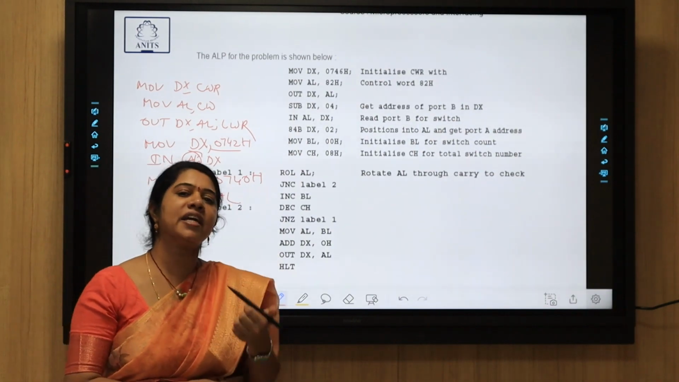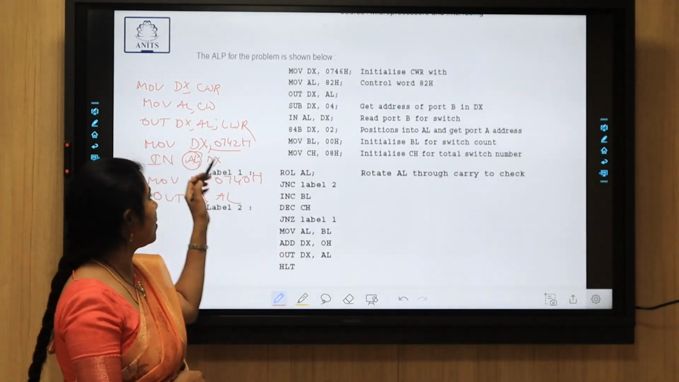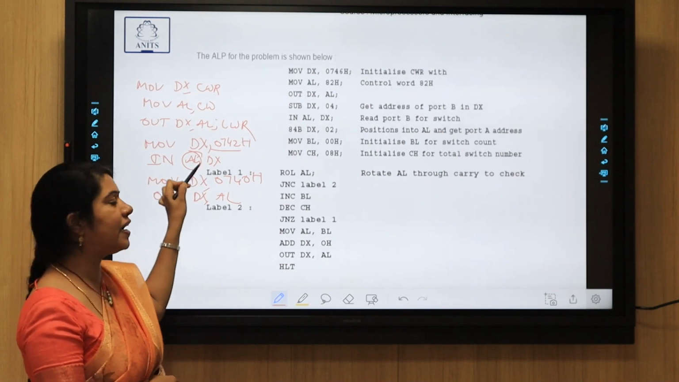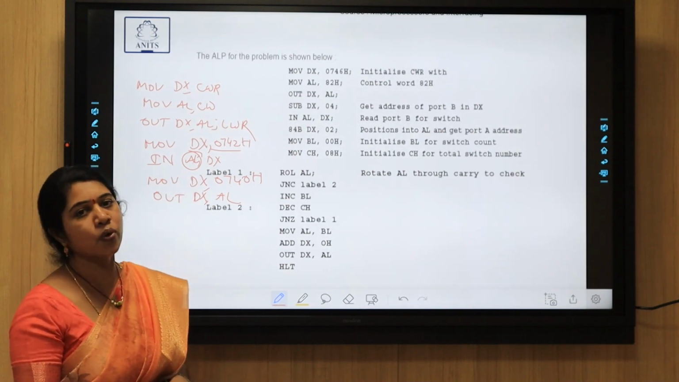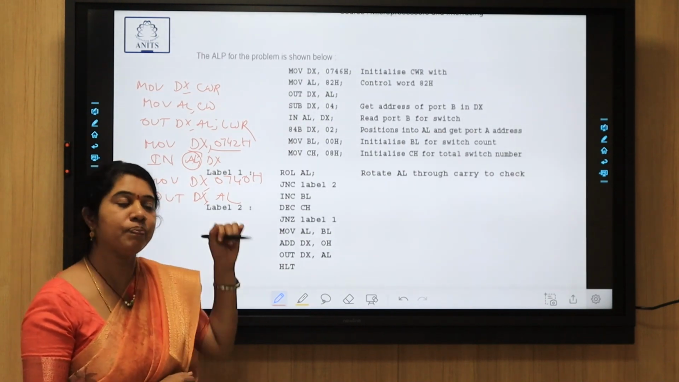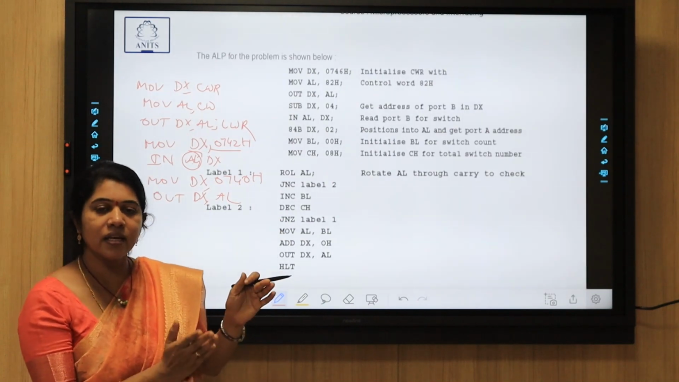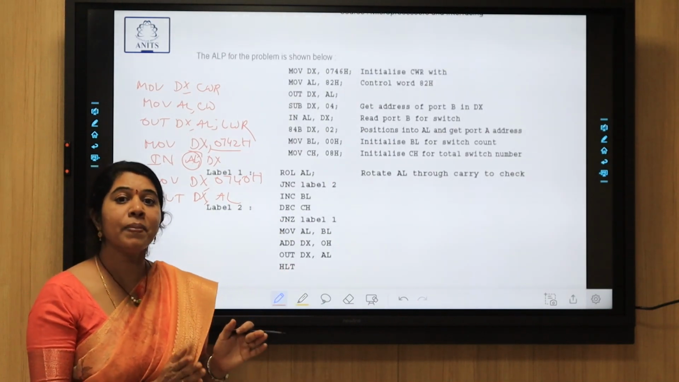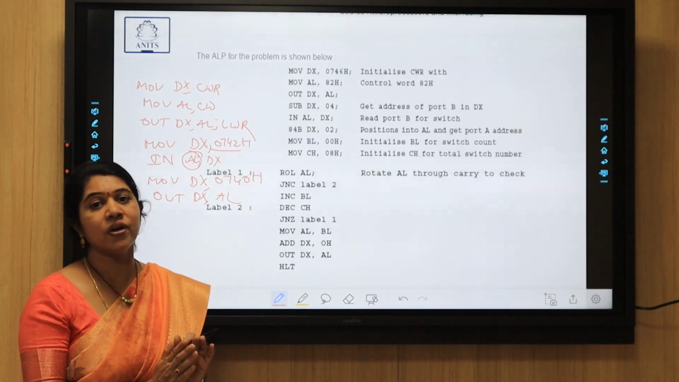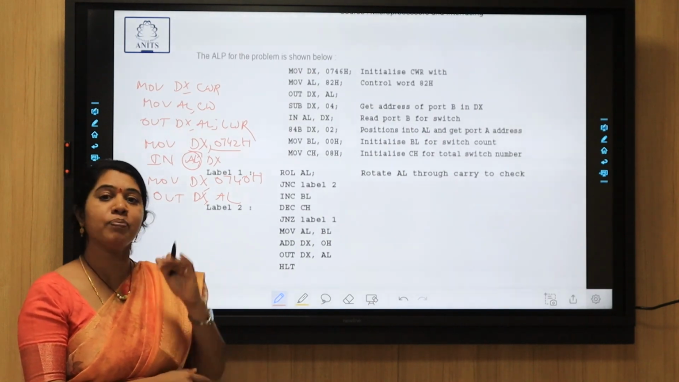Yes, we read the data from the switches. From port B, we simply read the data, and we have displayed that output on port A. But what is the other thing we have to find out here? The number of ON switches count we have to find out. That is to be displayed on port C.